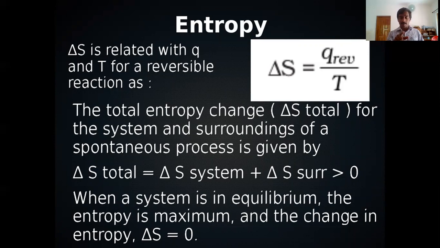You note it clearly. What happens during the spontaneous process? Entropy of the universe is increasing, or disorder of the universe is increasing. The universe is going to a more and more disordered state. Entropy of the universe is increasing during a spontaneous process.